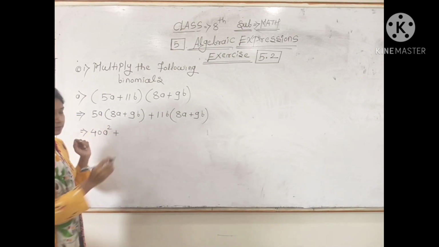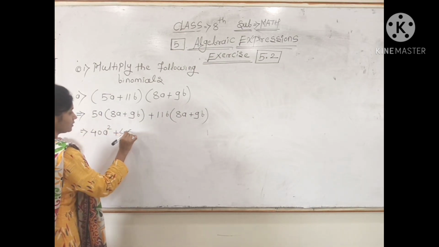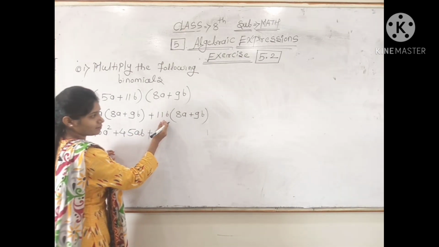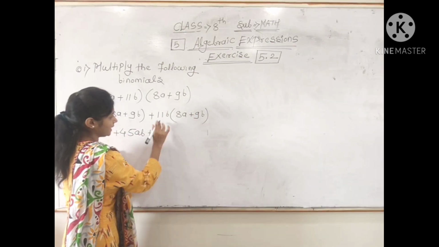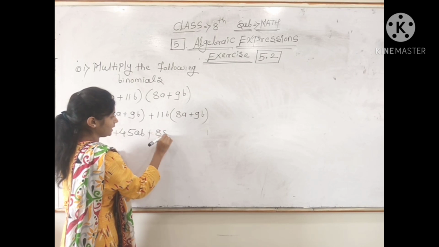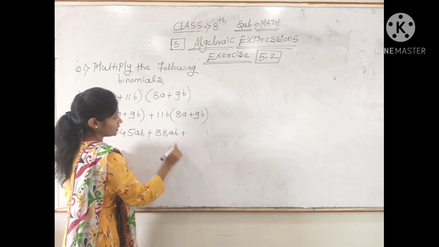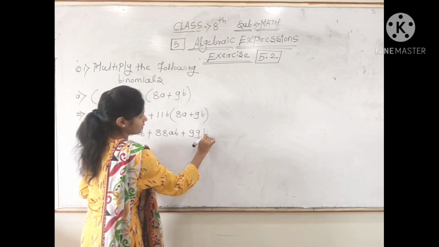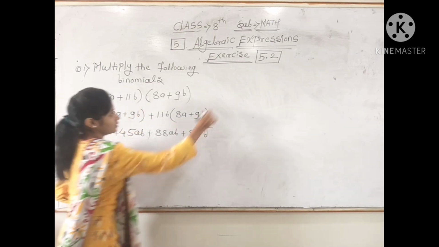Then 5a multiplied by 9b. 9 fives are 45, and a multiplied by b is ab, plus. Now 11b is multiplied by this bracket. 11 multiplied by 8 is 88ab, plus 11 multiplied by 9 is 99, and b multiplied by b is b square. Understand, student?